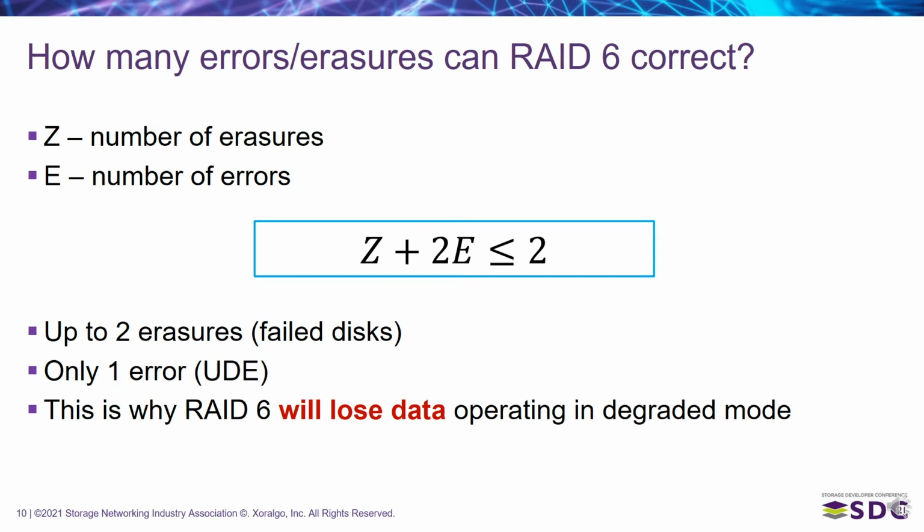This is why RAID 6 will lose data operating in degraded mode. Please remember that in degraded mode, Z is 1. That means we have 1 failed disk, and we operate in this mode for weeks in order to reconstruct the data on the failed disk. During that period, any additional UDE that occurs, which occurs every 2 days or so, will be converted to irrecoverable data loss.